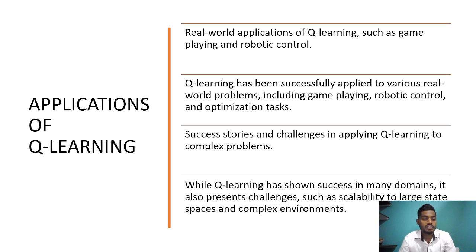Coming to the applications of Q-learning. The first one is real-world applications of Q-learning, such as game playing and robotic control. Q-learning has been successfully applied to various real-world problems, including game playing, robotic control, and optimization tasks. Success stories and challenges in applying Q-learning to complex problems. While Q-learning has shown success in many domains, it also presents challenges such as scalability to large state spaces and complex environments.